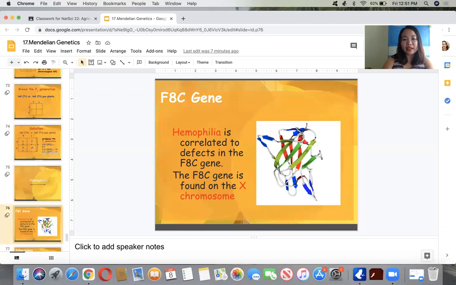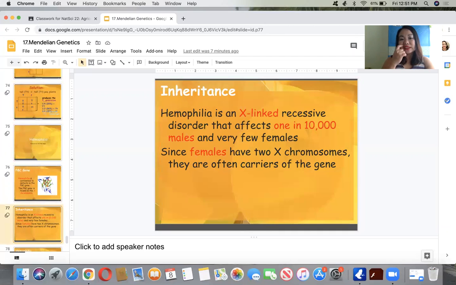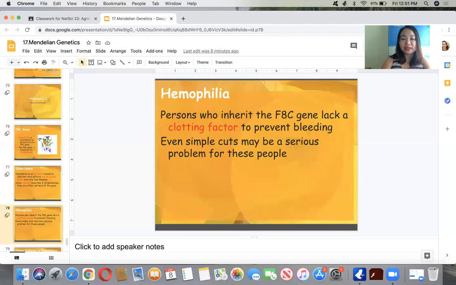So this is now the FHC gene. Hemophilia is correlated to defects in the FHC gene. It's also found on the X chromosome. In terms of inheritance, hemophilia is an X-linked recessive disorder that affects only 1 in 1,000 males and very few females, since females have 2 X chromosomes and are often the carriers of the gene.